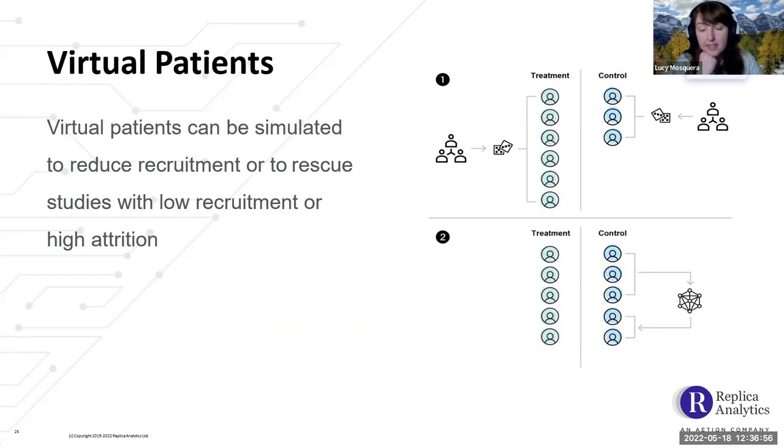The other way that data synthesis can have a huge opportunity for work in rare diseases is as virtual patients in trials. So if you have a trial that has very low recruitment or is having problems with high attrition, data synthesis could potentially be used to create new synthetic control patients to increase the sample size of your analysis. The way that this would work is you would take the control patients that have been recruited so far, and based off of their data, you train a synthesis model to create the remainder of your missing control patients.